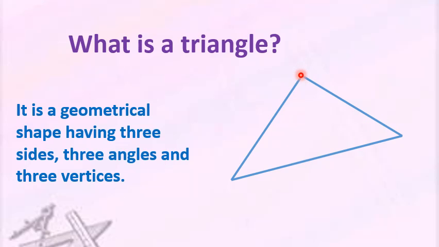This over here, where the 2 sides intersect or meet, is the first vertex, this is the second vertex, and this is the third vertex. So a triangle is a geometrical shape having 3 sides, 3 angles, and 3 vertices. The plural for vertex is vertices. This is one vertex, and we say the plural of it is vertices.